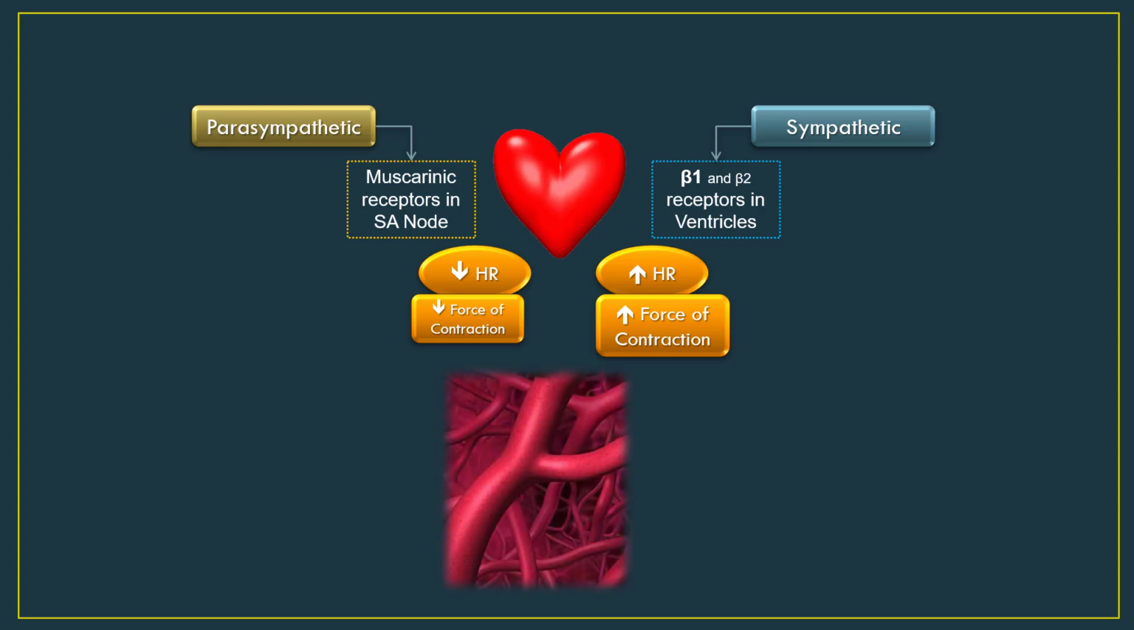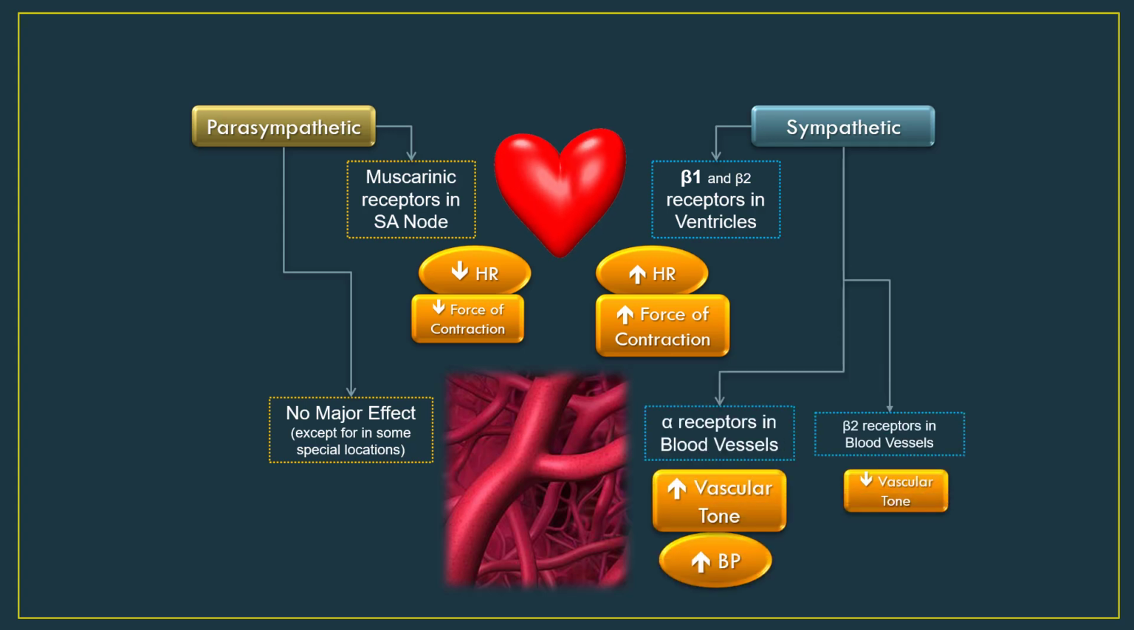What about the effect on peripheral blood vessels? In the case of parasympathetic, there is no major effect except in some special locations, for example, the blush area on the face. In the case of sympathetic, there is a lot of effect on the peripheral vasculature. Alpha receptors are found in blood vessels, and by activation of alpha receptors, there is increase in vascular tone and increase in blood pressure. The main receptor is alpha 1, but there are also alpha 2 receptors present on the blood vessels which have a slightly different effect, but I'm not going into that detail right now. I'm just going to keep the example simple.